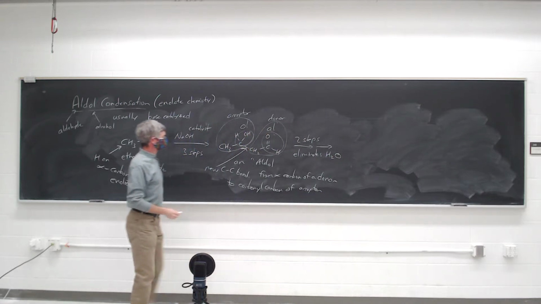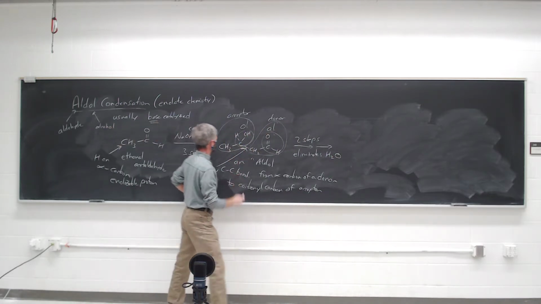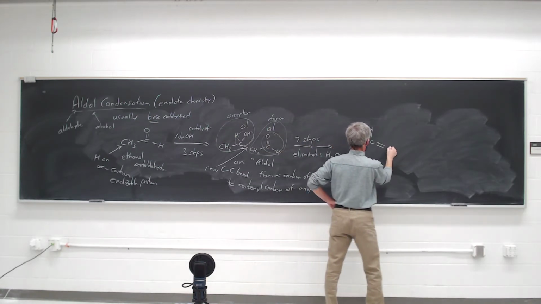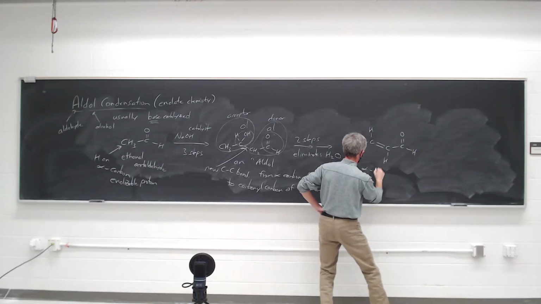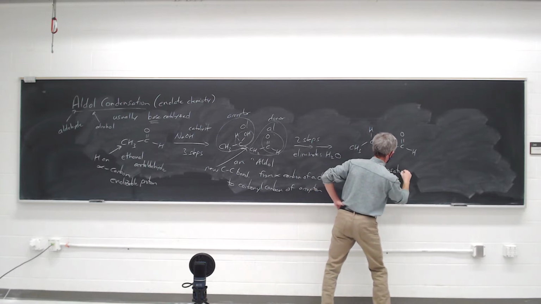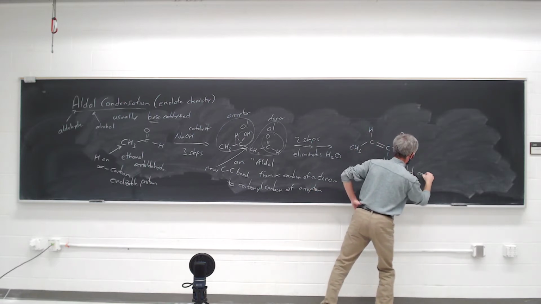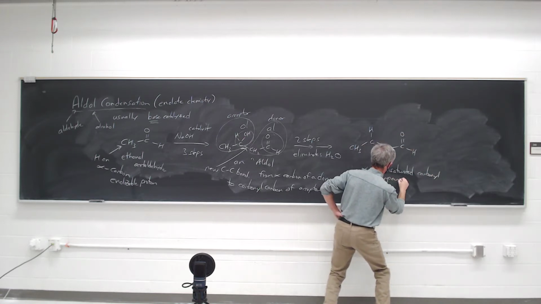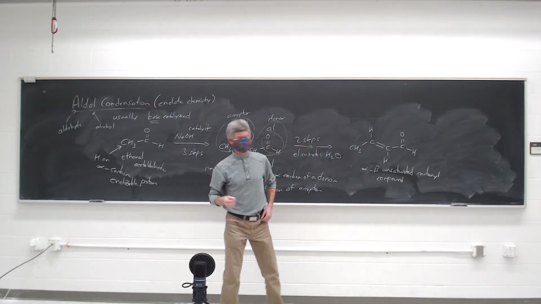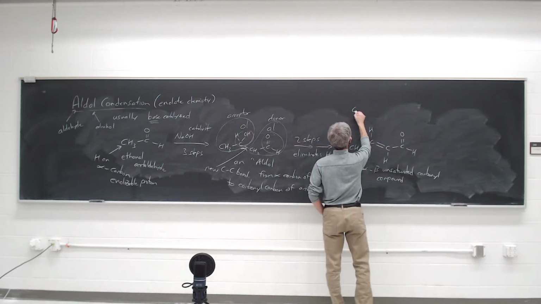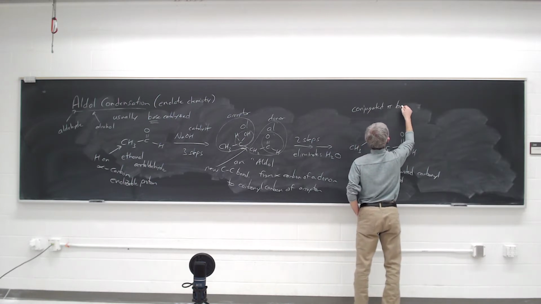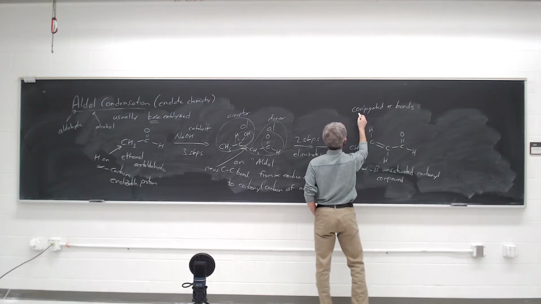To eliminate water. So we'll take the elements of water away. And make an alpha-beta unsaturated carbonyl. In this case, an aldehyde. And those are super stable. This is now what we call a conjugated system. Conjugated simply means adjacent.